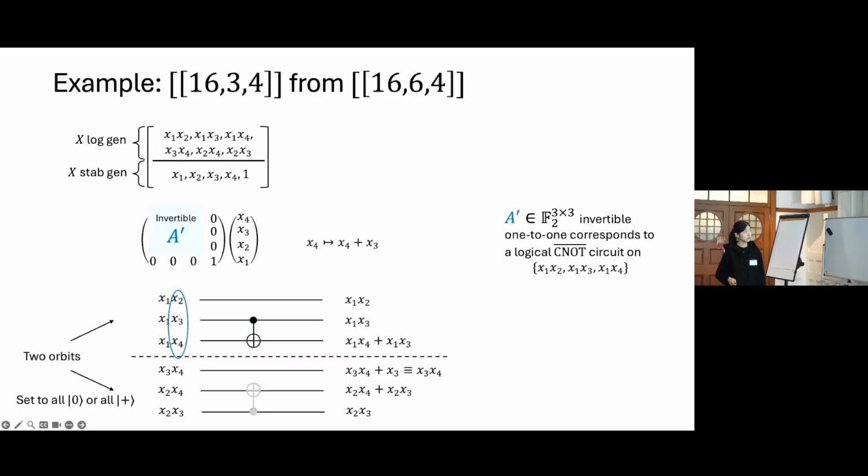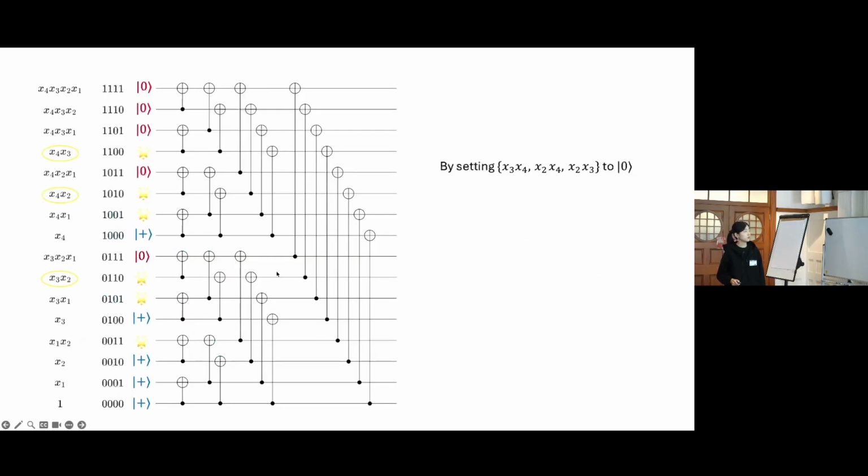So this A prime here on the top left quadrant corresponds one-to-one to this logical circuit on these 3 logicals I choose. So what do I mean if I say I set these X logical generators to the 0 state? Basically, I mean, here, instead of allowing arbitrary input, I set them to 0. So I'm actually promoting the negated complement to these stabilizers. So this is what I mean by moving a set of monomials to 0 or plus state.